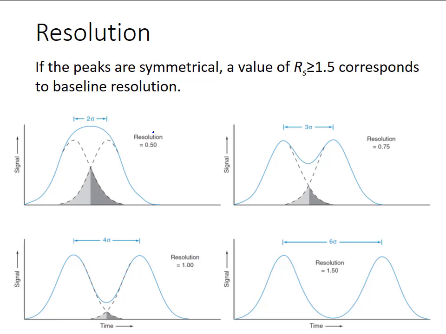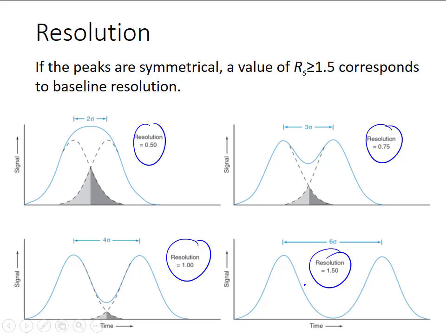As the resolution parameter increases from 0.5 to 0.75 to 1 to 1.5, we see at 1.5 specifically that we have achieved what we call baseline resolution, meaning that the peak reaches baseline before the next peak begins. As long as we have resolution of 1.5 or greater, we can safely say that our two peaks are resolved.